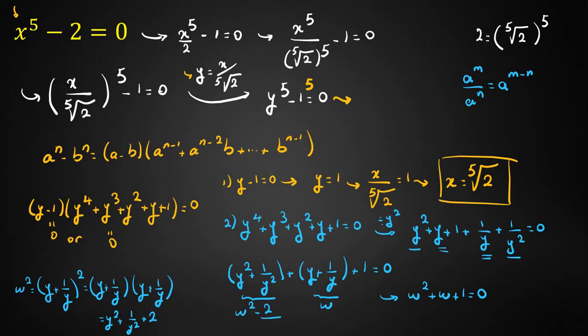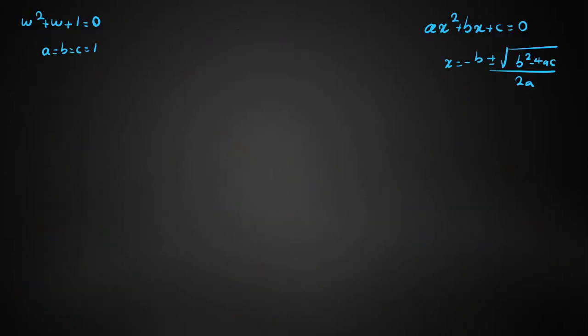Sorry, minus 2 plus 1 is minus 1. Sorry, let me correct this one. It is minus 1, so c is minus 1. A is 1, b is 1, c is minus 1. So w equal to negative b, which is minus 1, plus or minus the square root of 1 minus 4ac, minus 4 times 1 times minus 1, all over 2a.